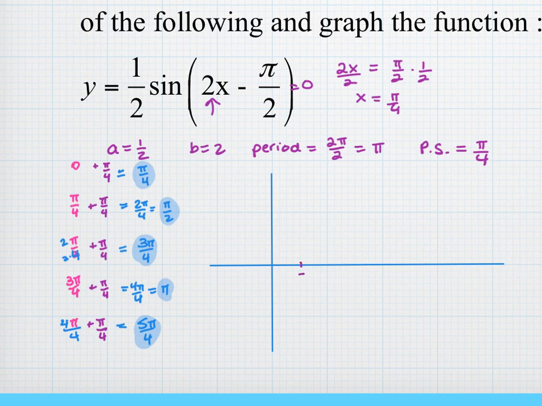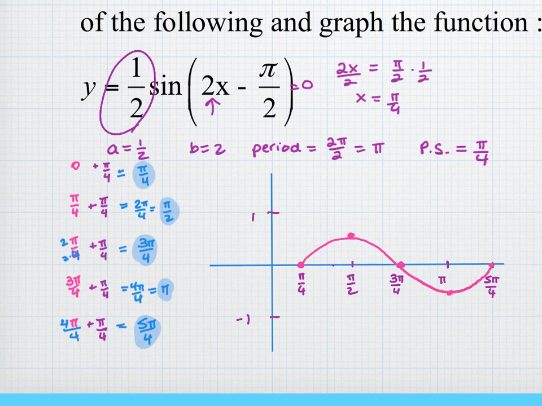So first one being pi over 4, then pi over 2, then 3 pi over 4, pi, and the last one, 5 pi over 4. Amplitude this time was 1/2. So if this is 1, I'm only going to go up halfway. I start at 0, I go up halfway, come back down to 0, negative 1/2, and back up to 0. And there's my sine curve with a phase shift and an amplitude of 1/2 and a period of pi.